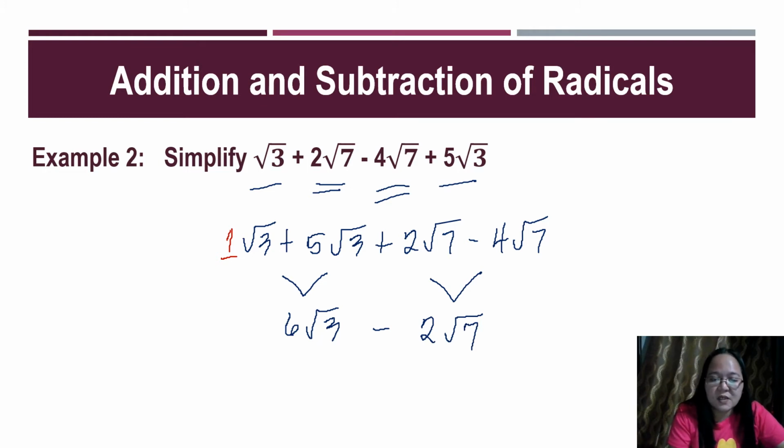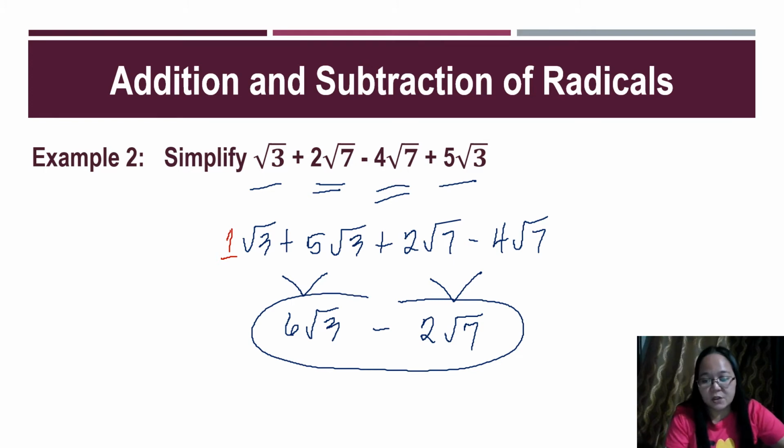Now we have 6 square root of 3 minus 2 square root of 7. This will be our final answer. We can no longer combine these terms because they are not similar, since they do not have the same radicands.